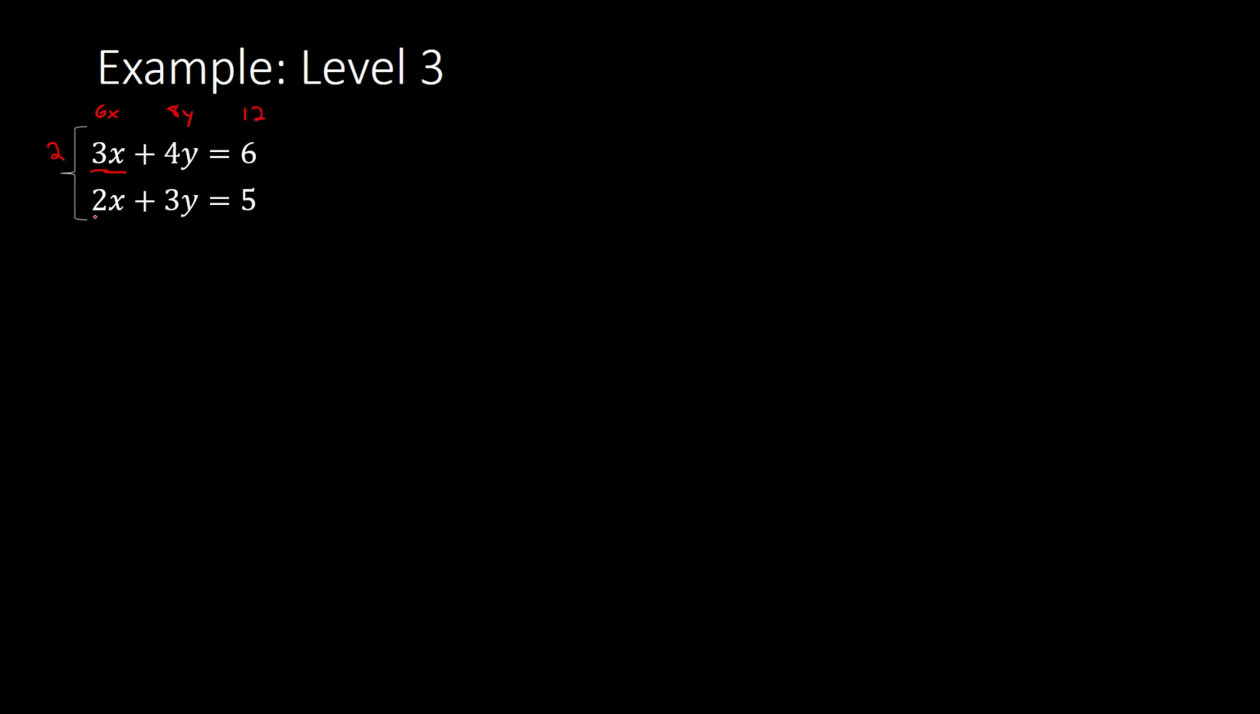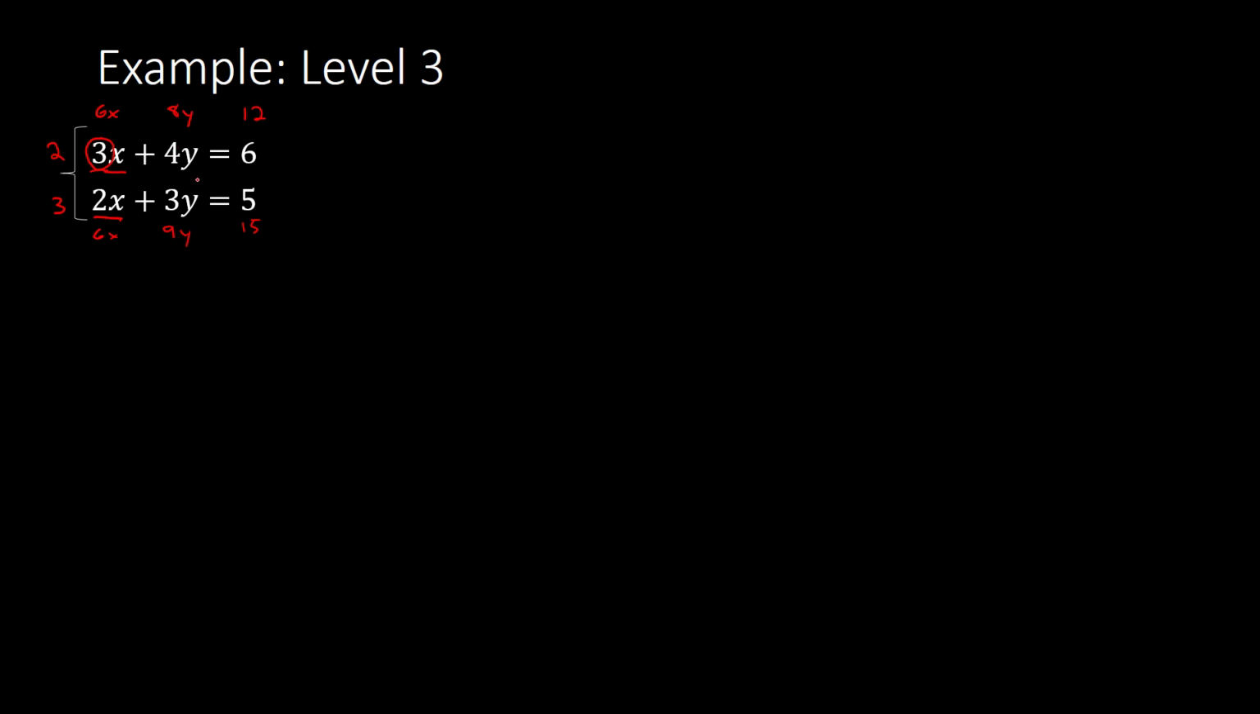And then if I multiply this bottom equation by this other number, the 3, so multiply by 3, we'd get, once again, 3 times 2 to get 6x. We'd have 9y, and we'd have 15. Notice by multiplying each equation by the opposite coefficient, what we've done is we now have a 6x and a 6x.